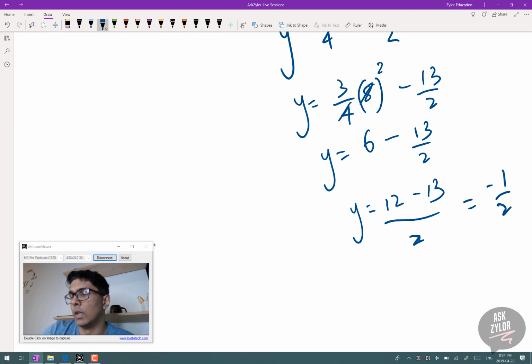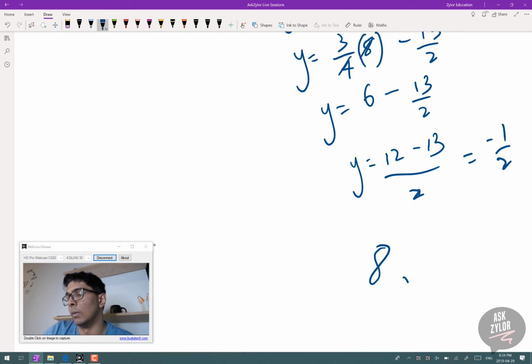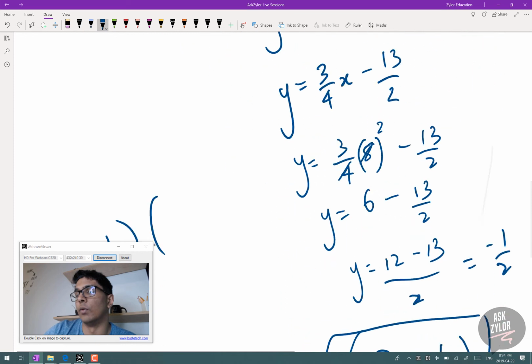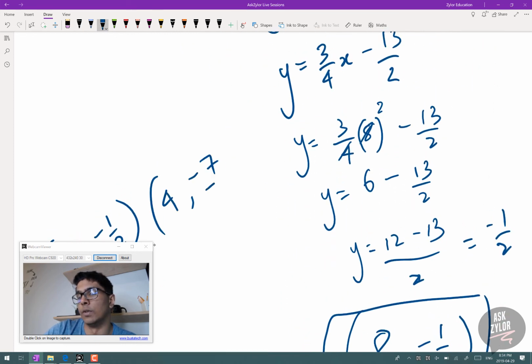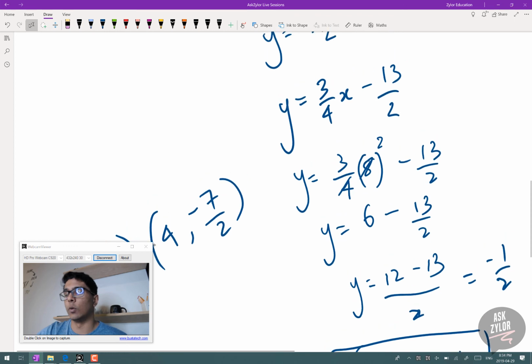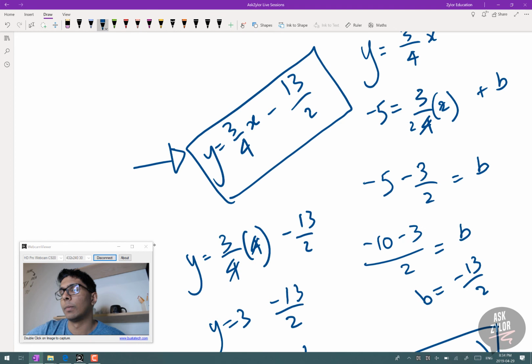My x value initially was 8. So in my coordinate, my x is going to be 8 and my y is going to be -1 over 2. So we found 2 coordinates: 8 and -1 over 2, and then 4 and -7 over 2. When they say ordered pairs, we're just finding the coordinates. We can find the coordinates by finding an equation in slope-intercept form, which is what we did initially. And then we can plug in some values of x to find the values of y that correspond to them.